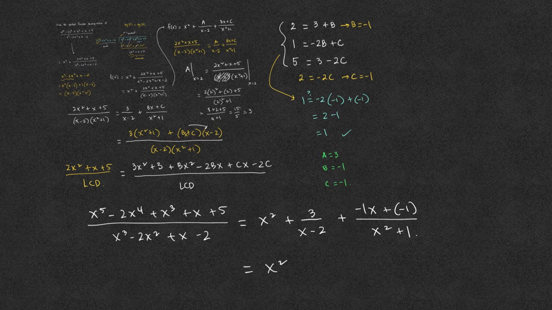This is x squared plus 3 over x minus 2, and if we factor out the negative 1, the numerator is x plus 1. The denominator is x squared plus 1.